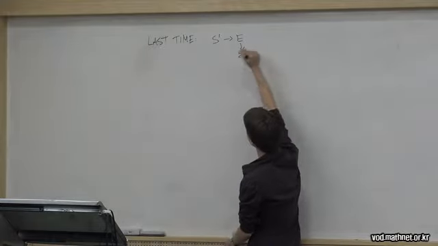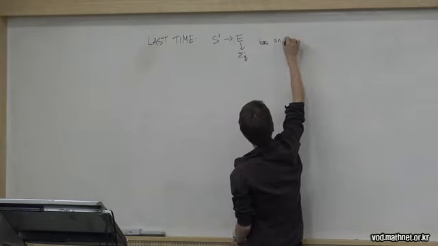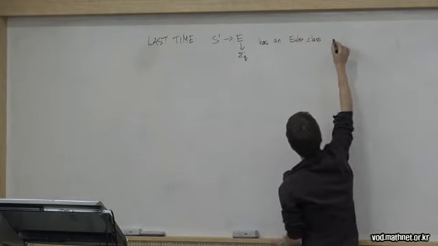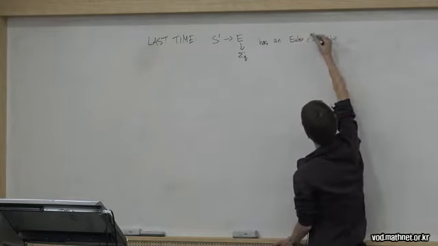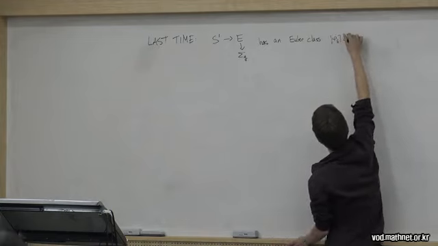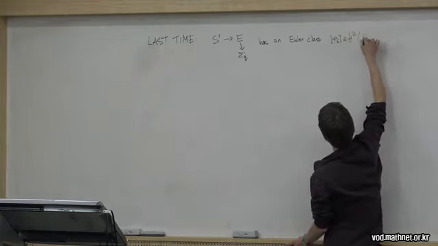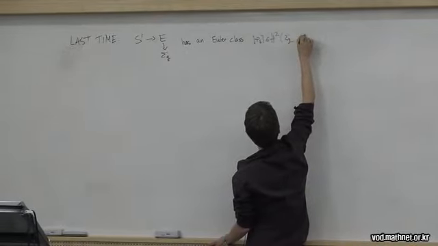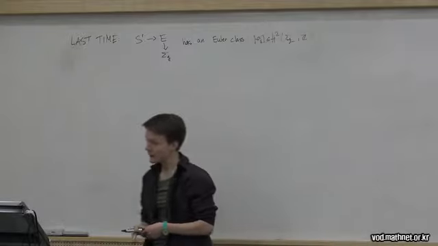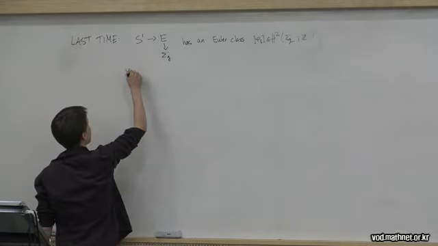So to each object like this, you can assign an Euler class, which is some element. We gave a specific cocycle representative of it, but it's some element of the second cohomology of the base space here, which is a surface, with integer coefficients. And we proved the Milnor-Wood inequality.